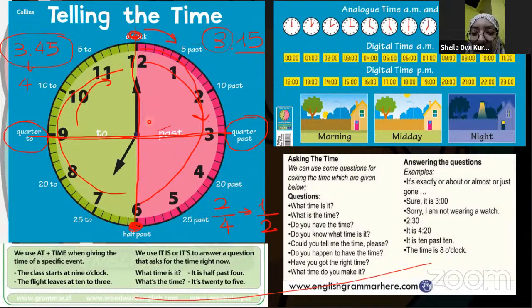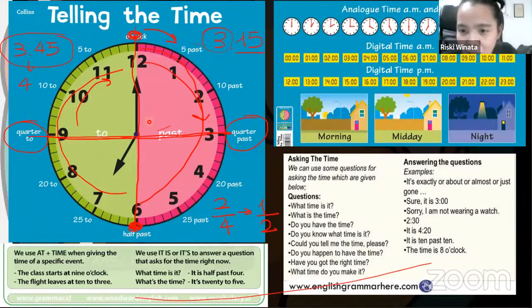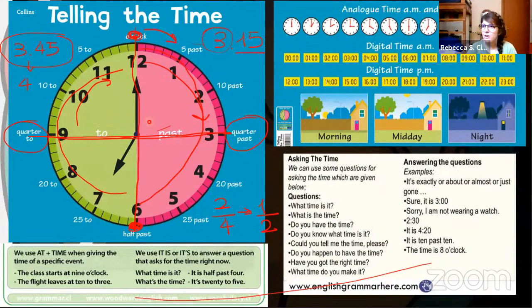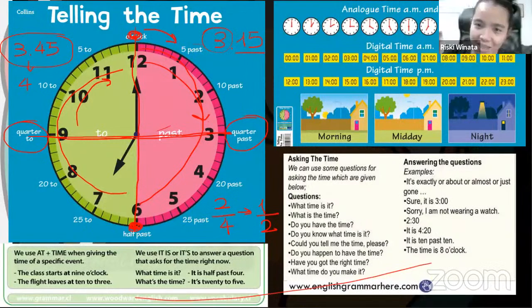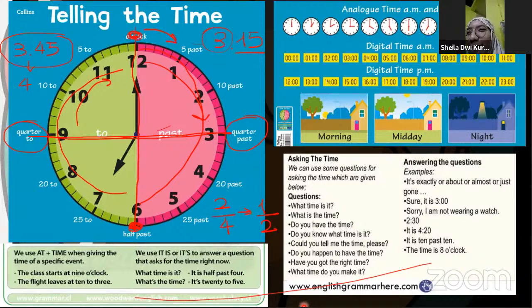Ya. Kalau kayak gitu gimana, Bu? Berarti dikurangin kan 60 kurang 35. See, Mishila means this actually. Oh, okay. I don't know why I heard something else. 25, right? That's why she said 25 to 10. Oh, I'm so bad at English. Okay. So you said 21:35, right? This is the actual time you said.